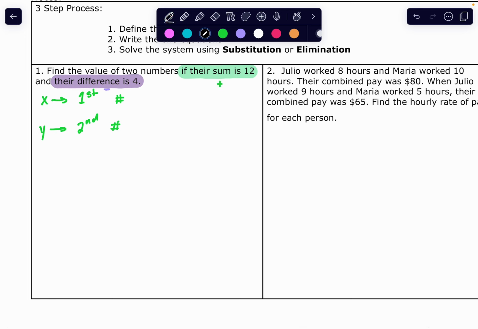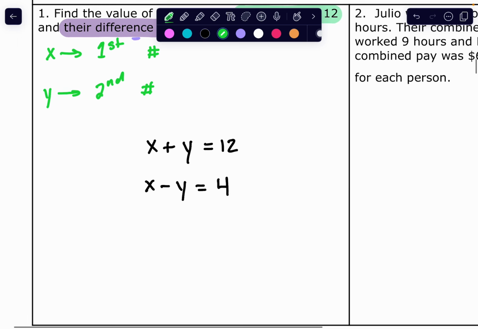So for my first equation, the sum, x, the first number, plus y, the second number, is 12. The second equation is going to be x minus y equals 4. And look at this. We have our two equations now. We have interpreted them, and now it's time to solve this system. And we have to ask ourselves, do we want to do substitution or elimination?